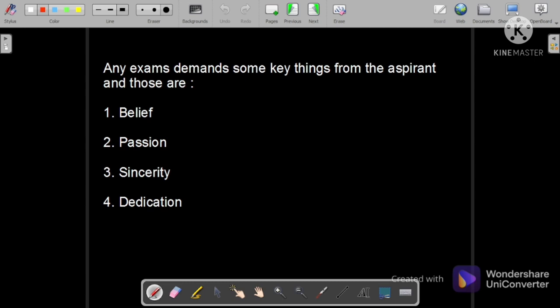Any exam demands some key things from the aspirant, and those are belief, passion, sincerity, and dedication. If you have all these 4 things, then you can crack any exam.